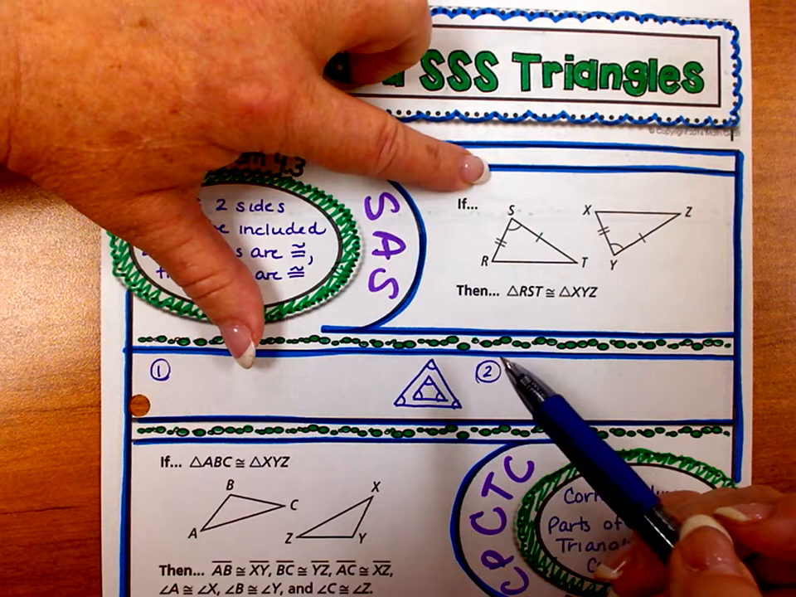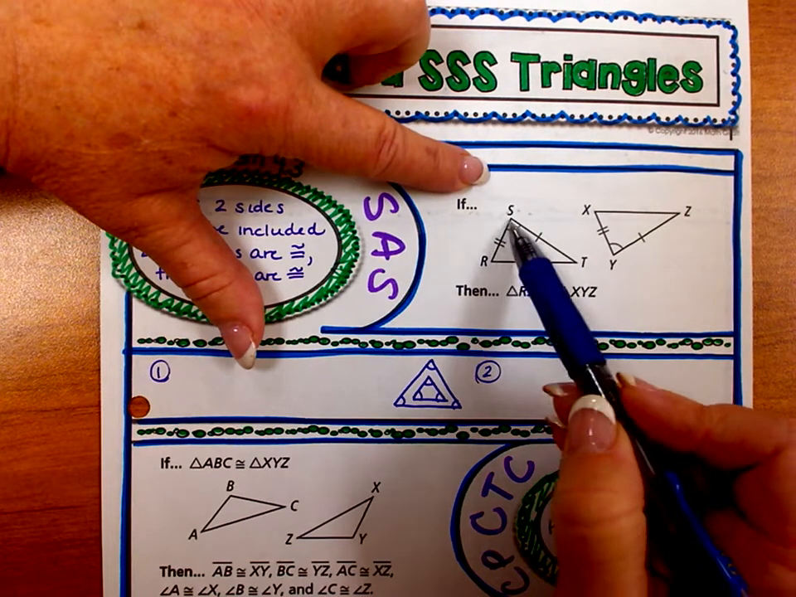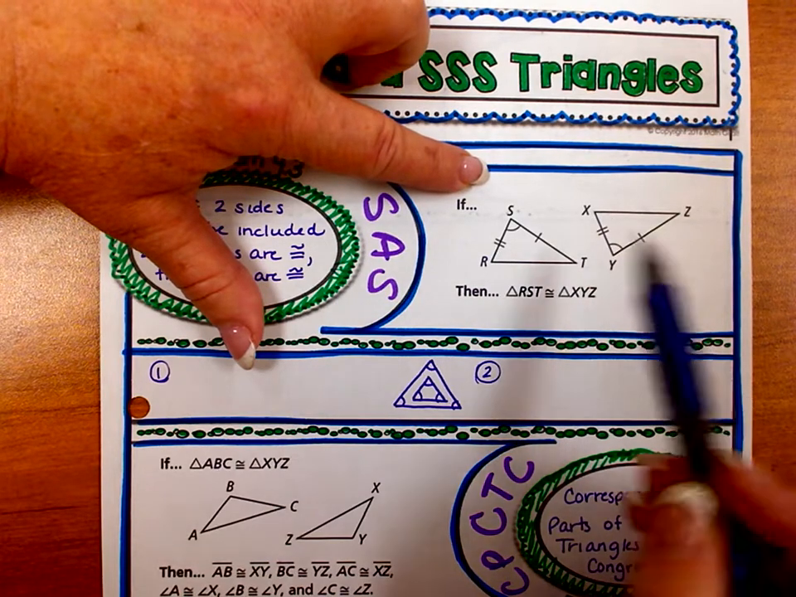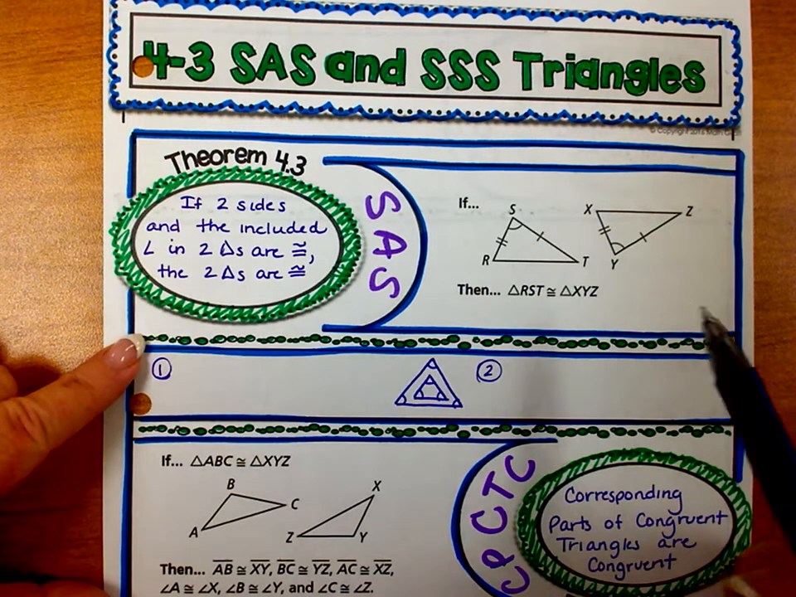The included angle is the one formed by the two sides. So side, side, and the angle. Side, side, and the angle. Therefore, these two triangles are congruent using side, angle, side.